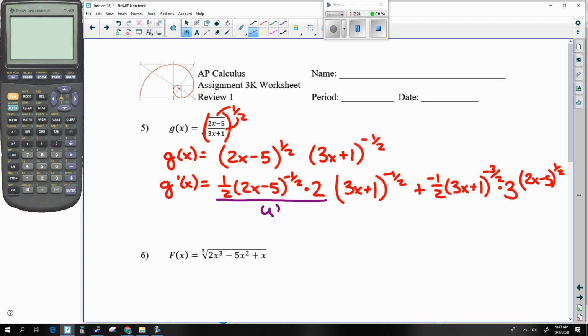This is u prime. This is v plus. This is v prime, and that's u. So I did the product rule, but the product rule had to involve the chain rule when I took the derivative of u and the derivative of v.